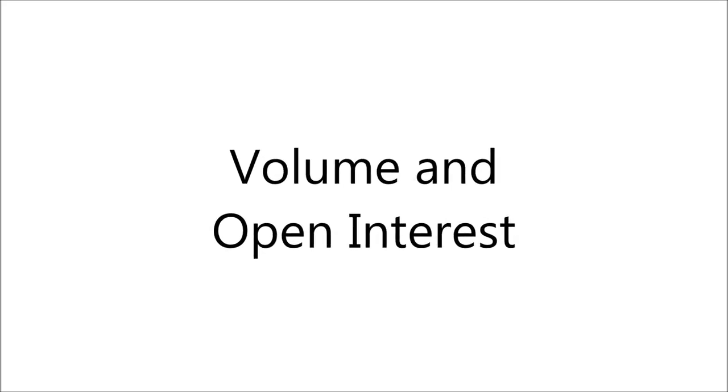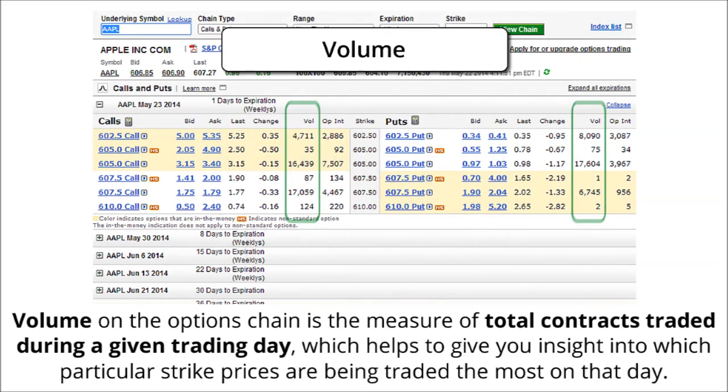Volume and open interest. Volume on the options chain is the measure of total contracts traded during a given trading day, which helps to give you insight into which particular strike prices are being traded the most on that day.